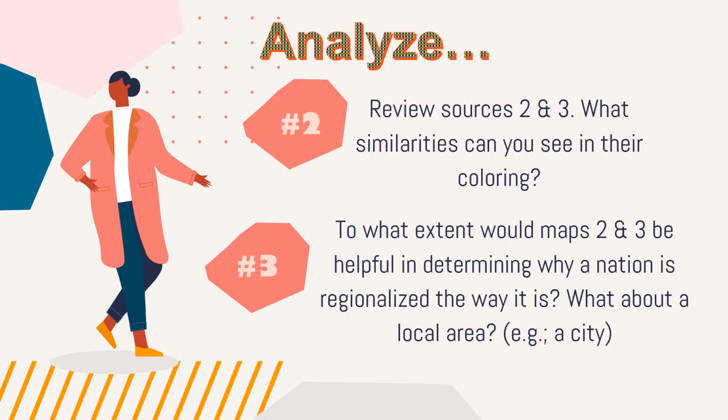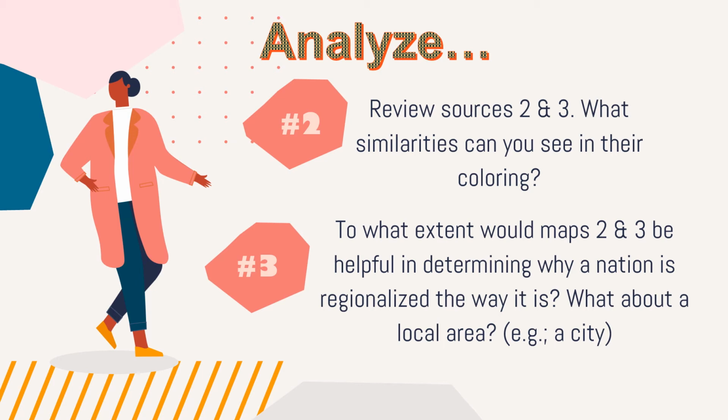Question 3 says, to what extent would maps 2 and 3, those are the ones in color, be helpful in determining why a nation is regionalized the way it is? What about a local area, like a city, right? So if you're looking at maps 2 or 3, would they help us understand why an area is regionalized? So a nation, for example, why it's broken into like north, northwest, south, or why it's broken into states, or what about like a different nation?